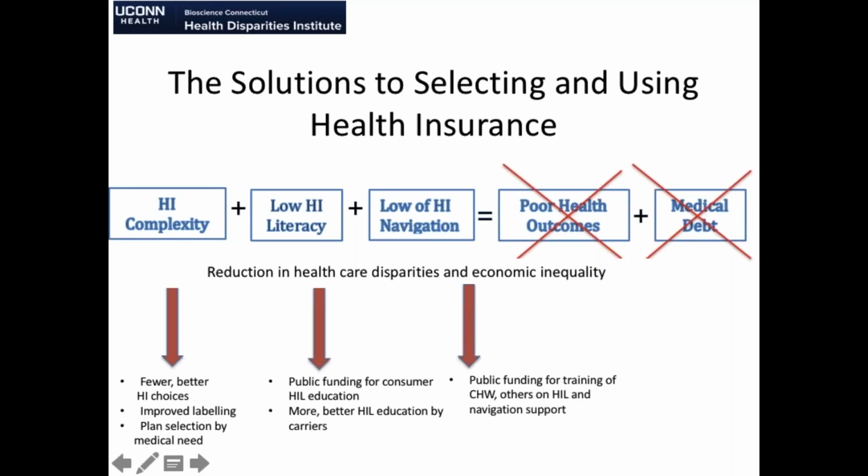The second, under health insurance literacy, I pretty much elaborated on all this. I would love to see a lot more resources for everybody on this call so that we can all talk about this more frequently and in more depth. I'm hinting at some of that depth with some of my examples. And lastly, improve navigation support by providing training and stable funding for community health workers and others who, as I said, are doing God's work helping consumers. This will not eliminate poor health outcomes or medical debt, but it would certainly go a long way towards reducing healthcare disparities and reducing economic inequality. All right.